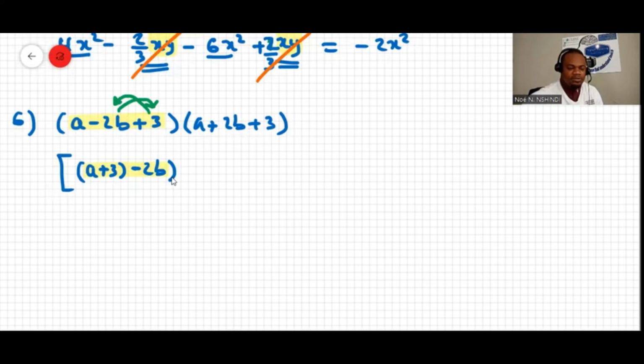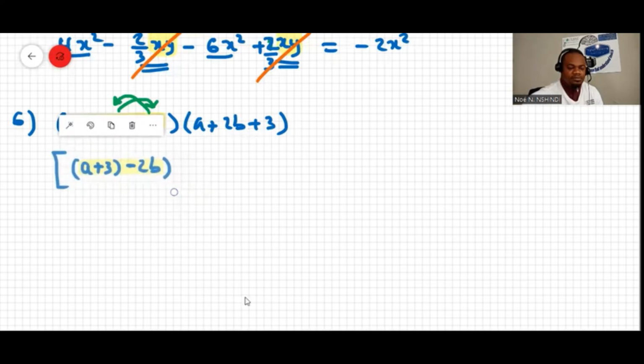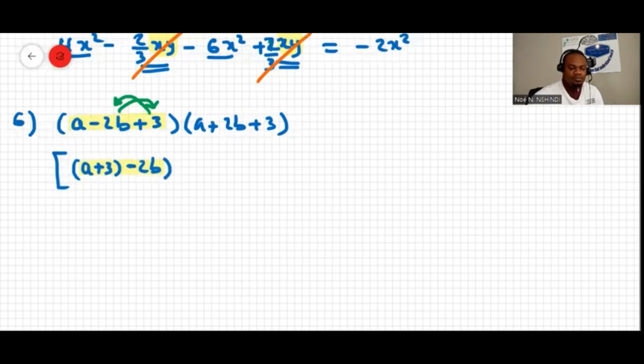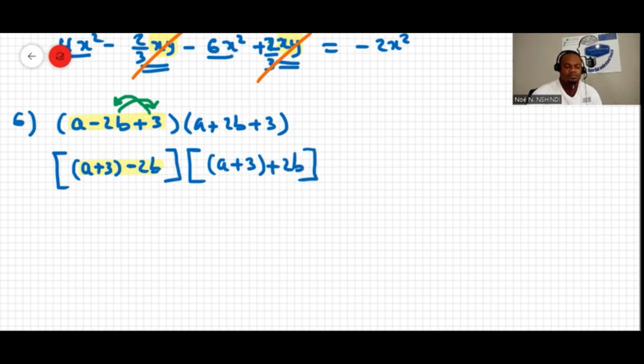Let's just take this one out. I do the same thing there also: a plus 3 and then plus 2b. These two are also the same thing. I just move 3 closer to a, and then b, just interchange the places.